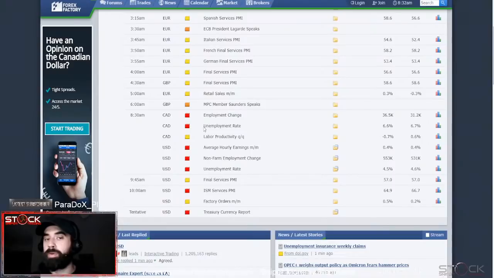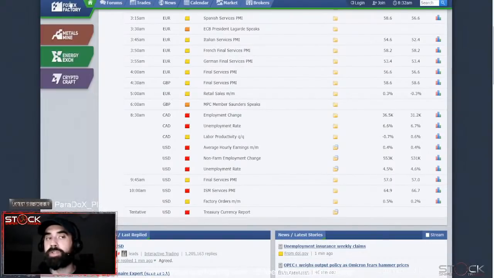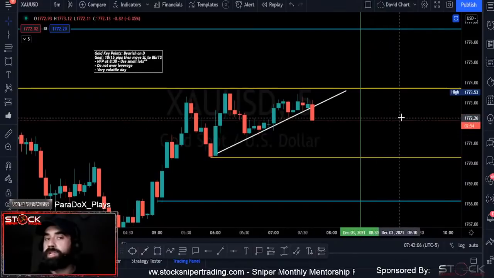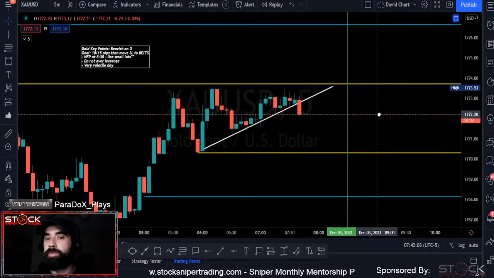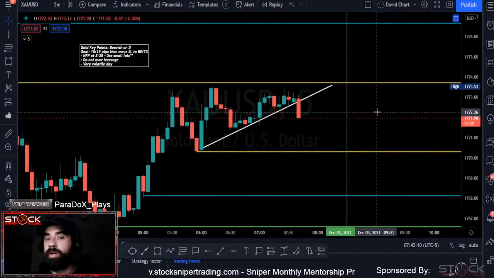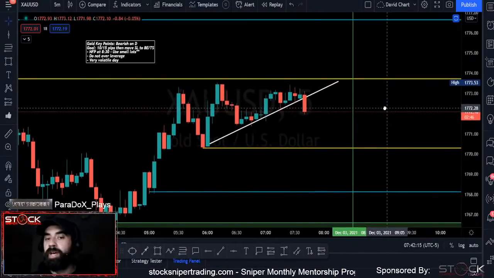We also have the unemployment rate of Canada. The first Friday of every single month, you can see there are massive news folders here. A lot of traders will just simply trade this folder, and they will be done. That's what we're not looking to do. Obviously, we take it day by day and we just watch.